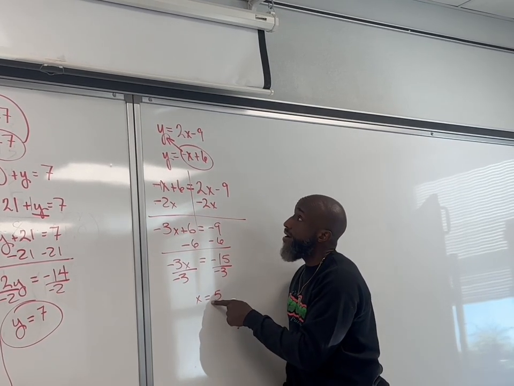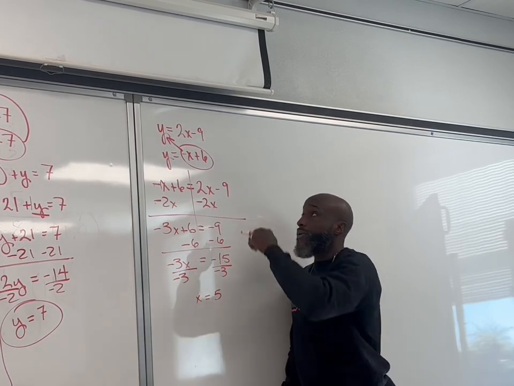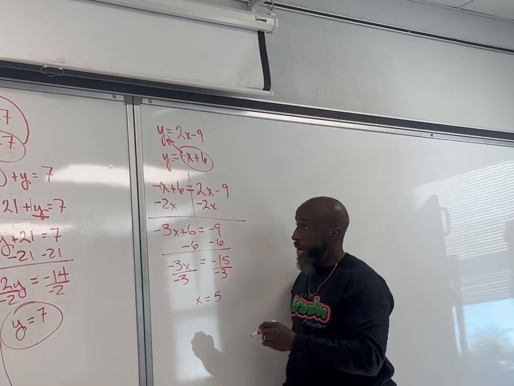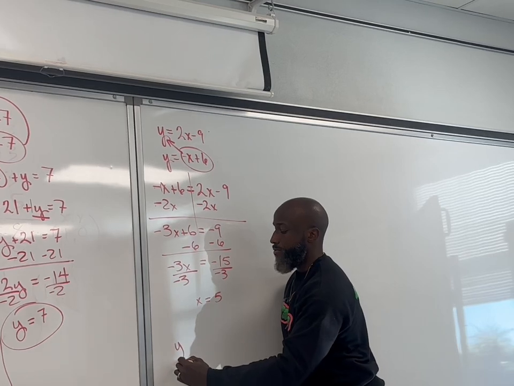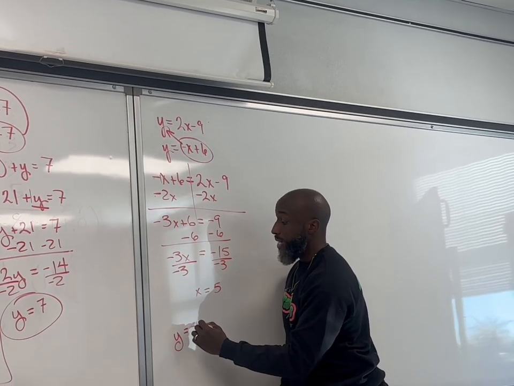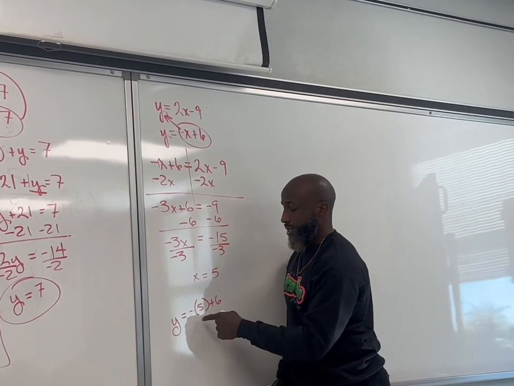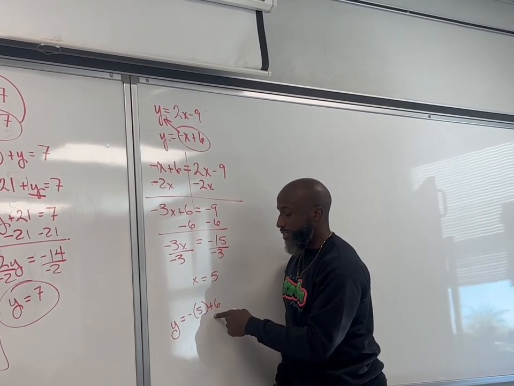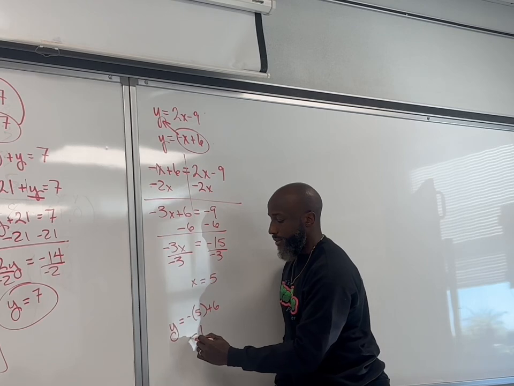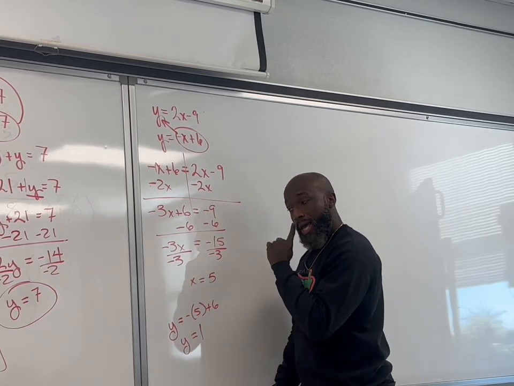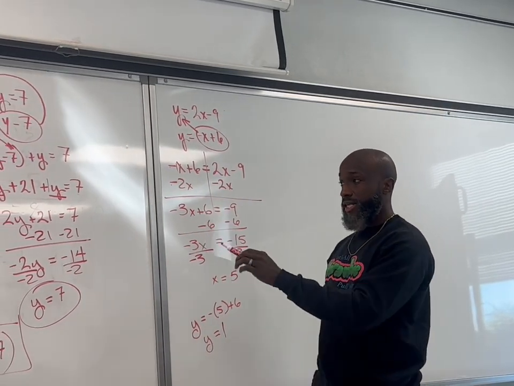We take this 5, we can plug it into the top or the bottom. Which one do you want, top or bottom? Bottom. All right? Cool. So let's say y equals negative x plus 6. Negative 5 plus 6 is 1. y equals 1.